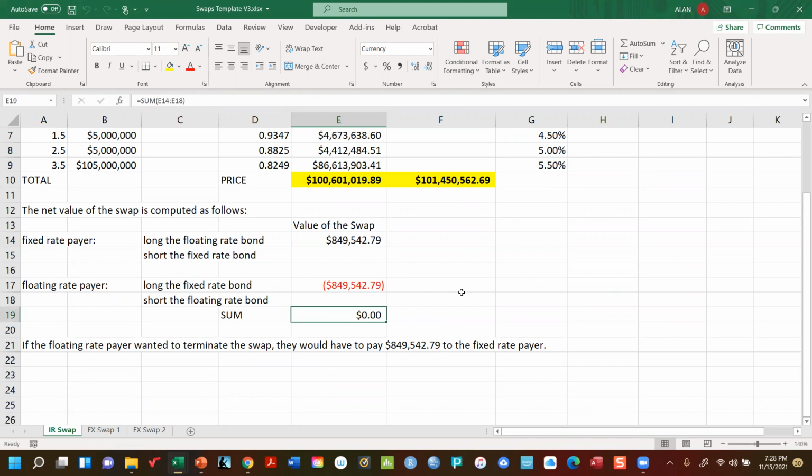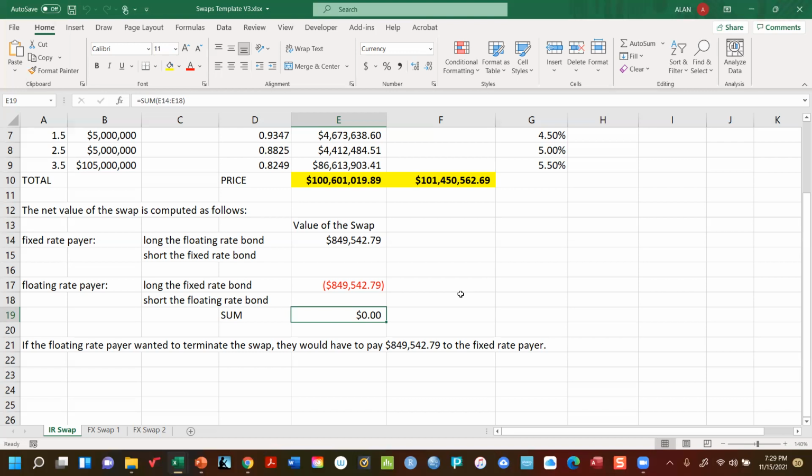So now remember, this is an over-the-counter product. If the two sides agree to unwind the contract, they can certainly do so, but the fixed rate payer would expect to receive $849,542.79 in exchange for doing that. They wouldn't just say, oh, don't worry about it. You owe us $850,000, but we don't care. We'll close it out if you want to. No, it doesn't work that way.